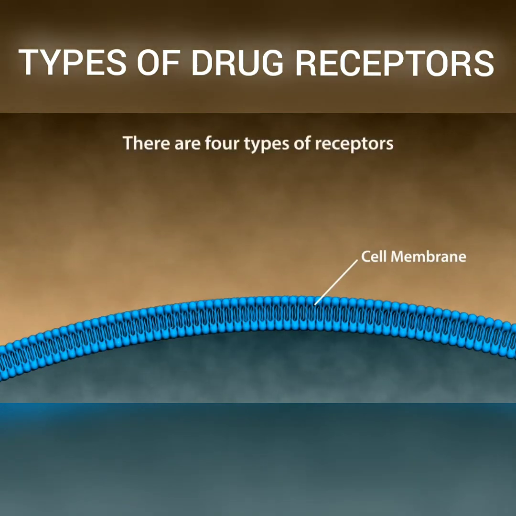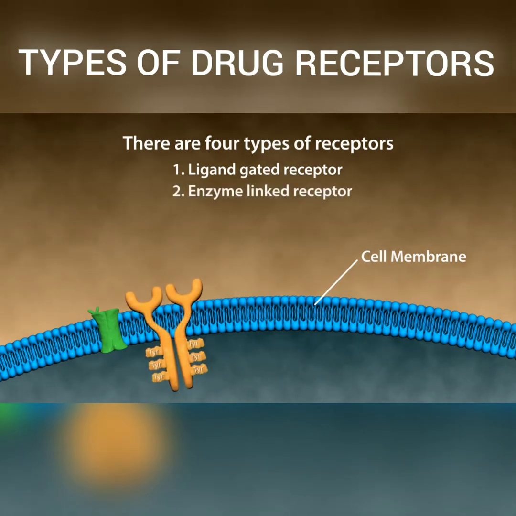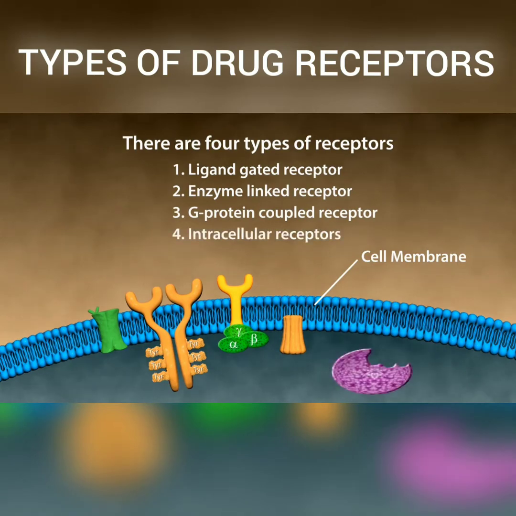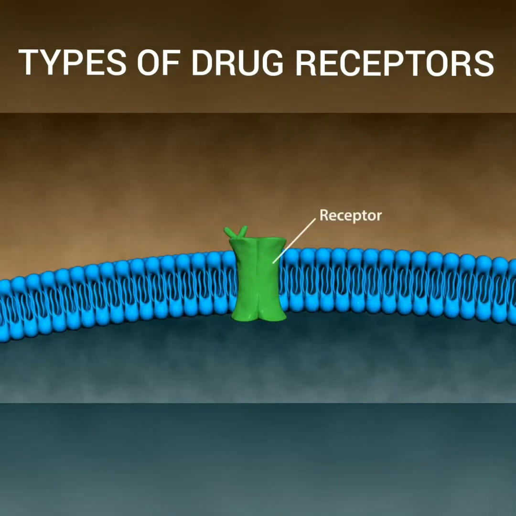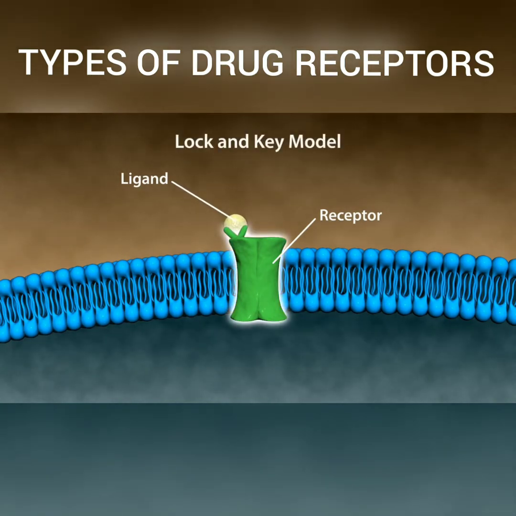There are four types of receptors: ligand-gated receptor, enzyme-linked receptor, G-protein-coupled receptor, and intracellular receptors. Receptors have a specific site to bind to molecules, or ligand. This is called the lock and key model.